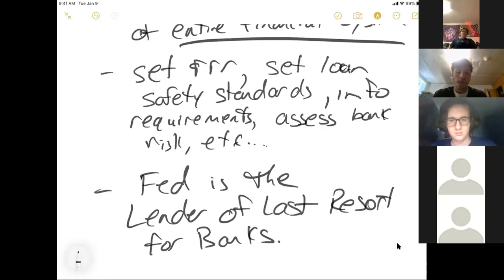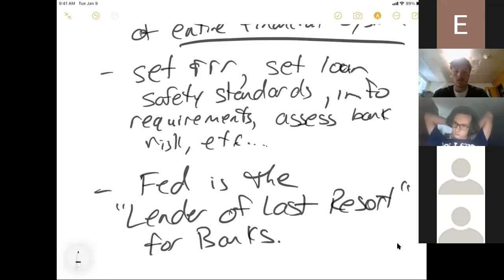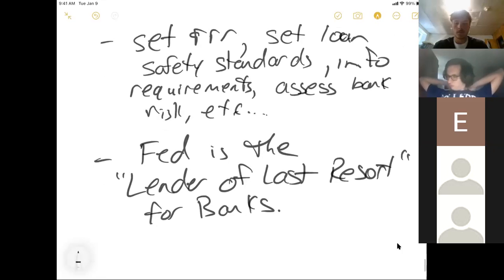It is in this regulation process that you can think about the Fed as being the lender of last resort. And what does that mean? If a bank can't get a loan from any place else, they can always go to the Fed. That is one of the roles of a central bank, to be the lender of last resort.